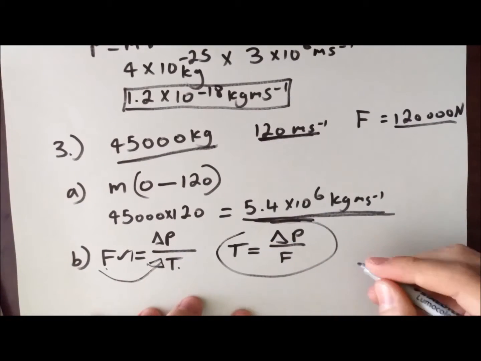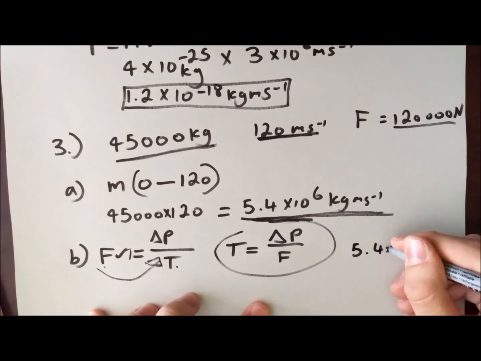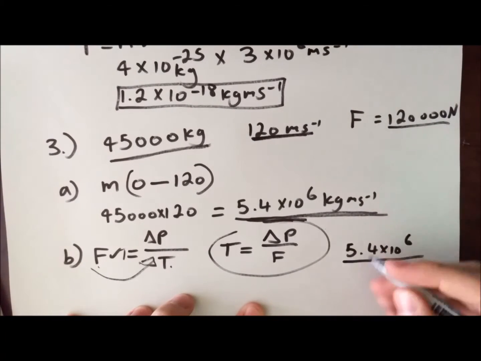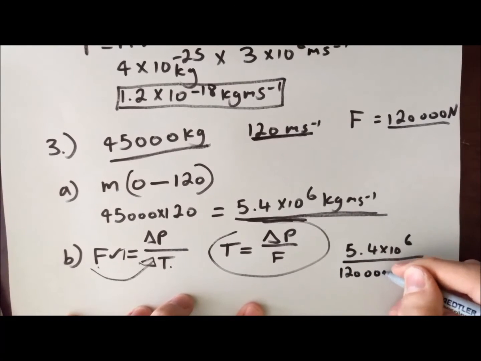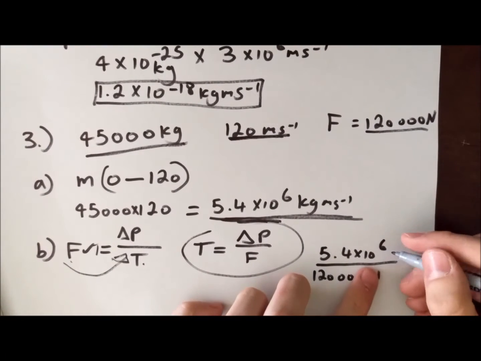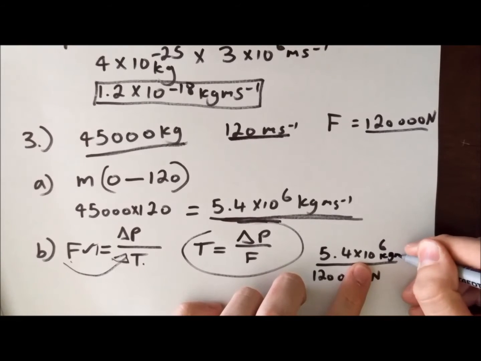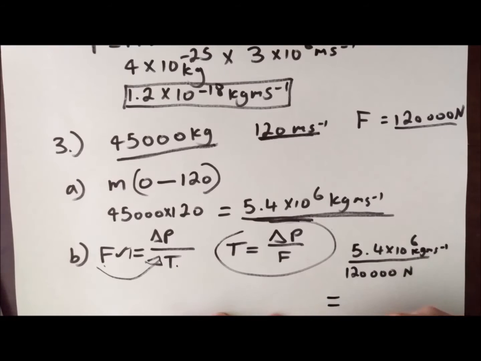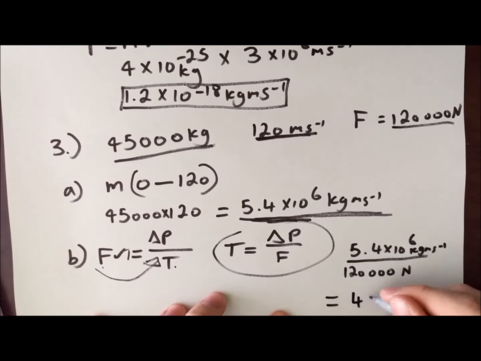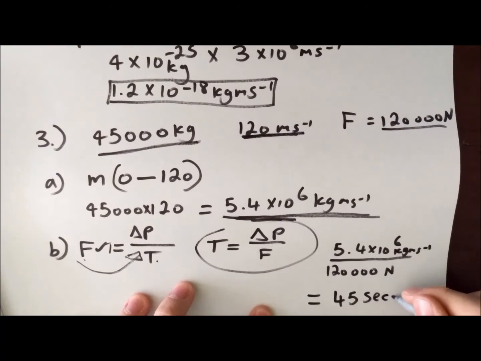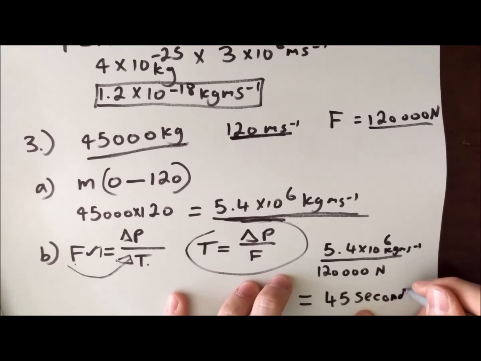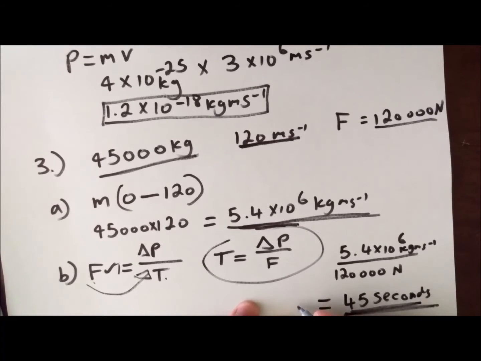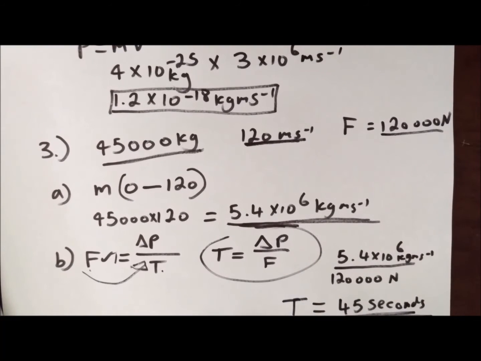Now with this formula, we can find that 5.4 times 10 to the power of 6 divided by the force given, 120,000 newtons, and this will be in kilogram meters per second, will give us an answer of 45 seconds. Now, that will be our answer. Nice and easy.